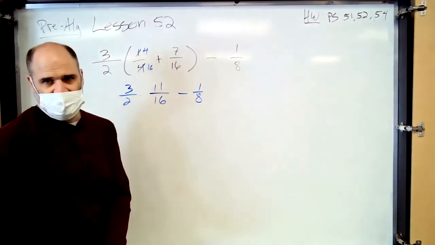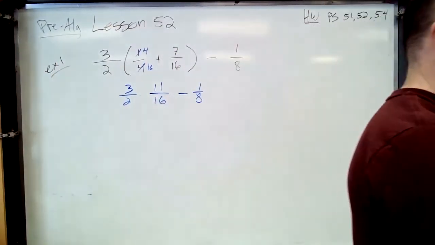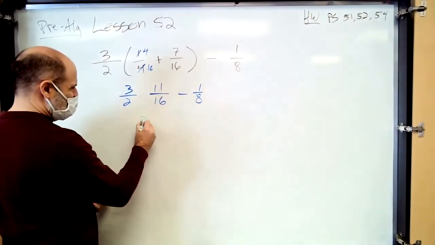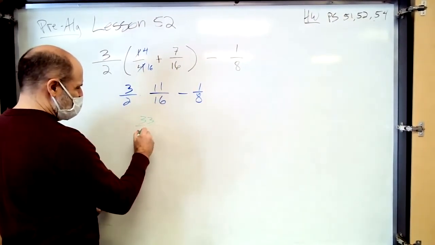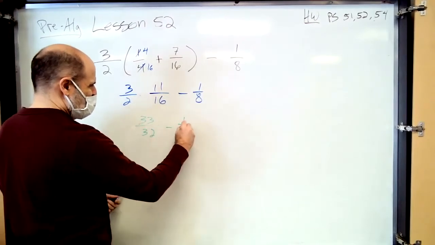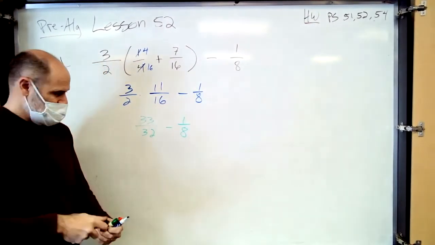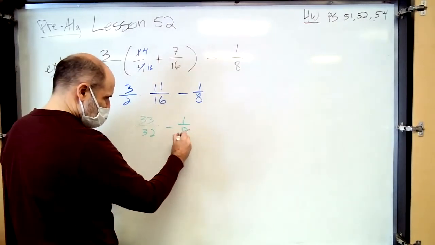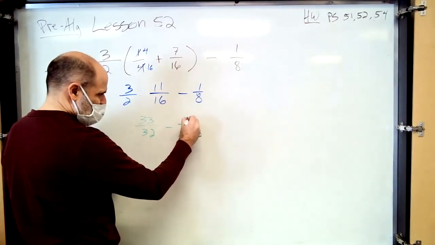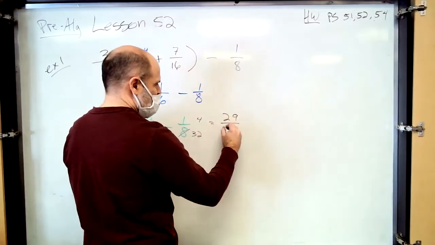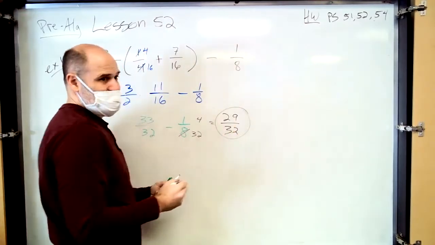What do I do first? Multiplication. 33 over 32. Multiplication, right? Okay, nothing reduces, so you get 33 over 32 minus 1/8. What's our common denominator now? 32. So this changes to a 32 by multiplying by 4. So this times 4 is 4. So then you end up with 29 over 32. Does that make sense?